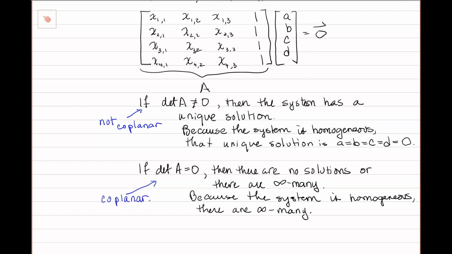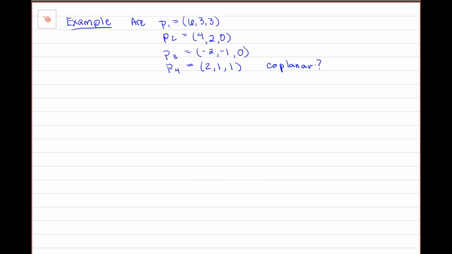Let's see an example. So here we have a set of 4 points in three-dimensional space. We're asking if they're coplanar. So again, we're looking for A, B, C, and D, so that when I plug these values into this equation, I'll always get 0 for all 4 of those points. They'll all satisfy that equation. So let's set up the linear system.